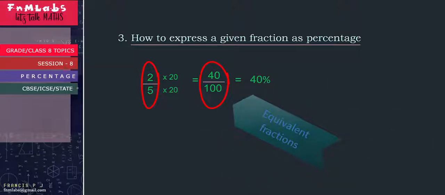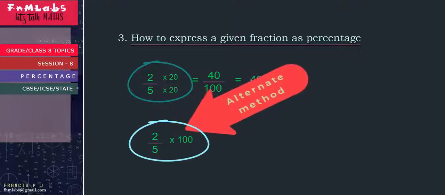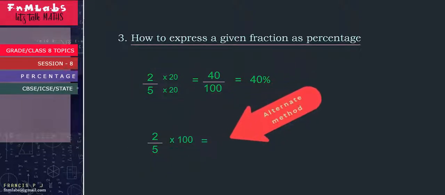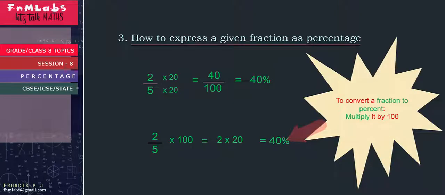Interestingly, the same percent can be obtained by multiplying the fraction by 100. That is 2 by 5 times 100 is 2 times 20, which is 40. So to convert a fraction to percent, you just need to multiply it by 100.